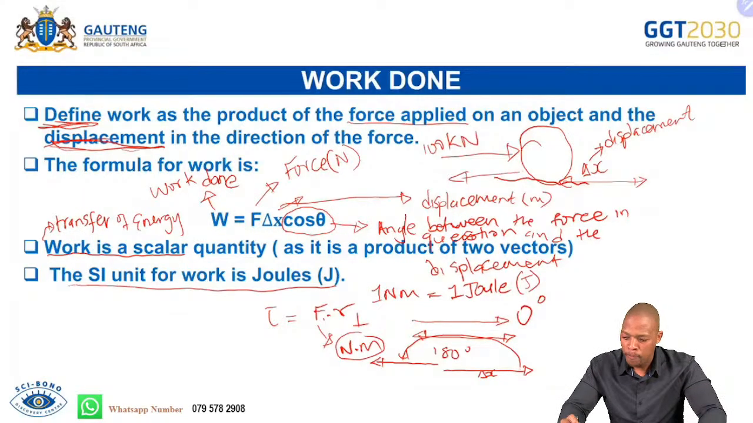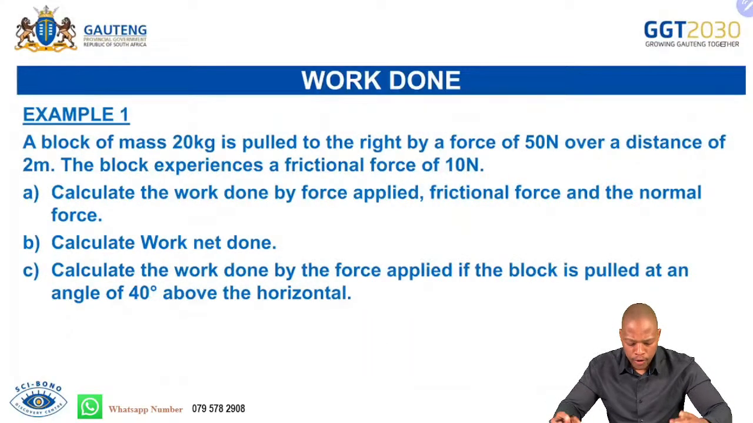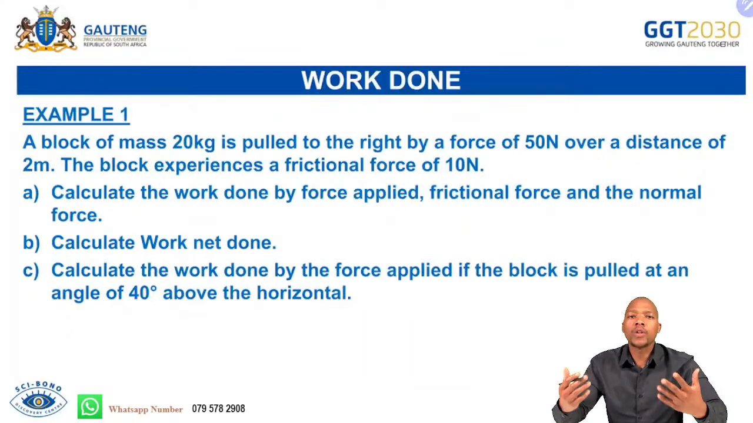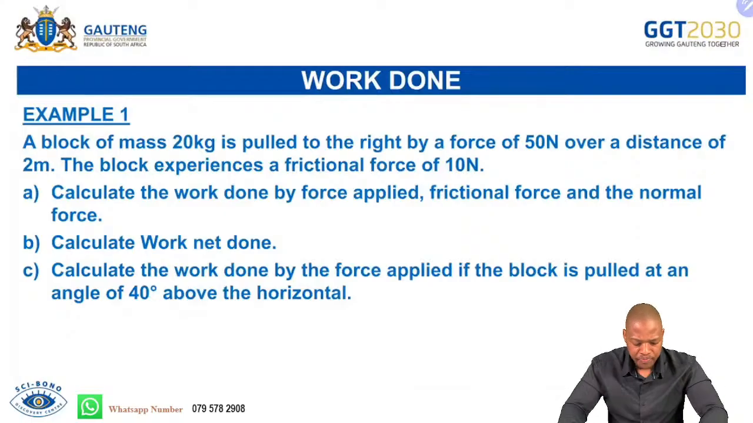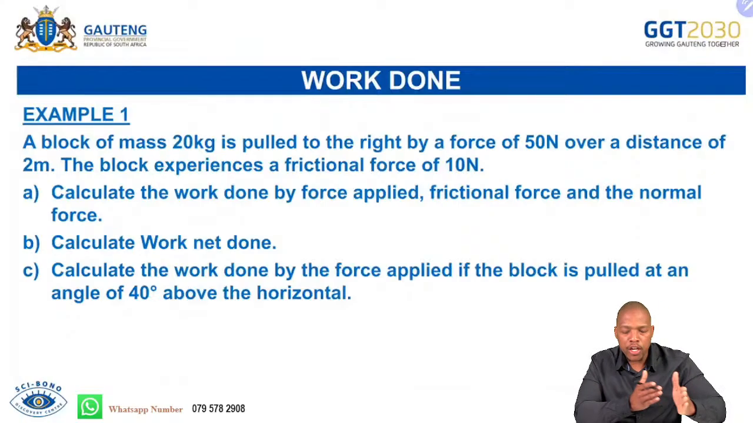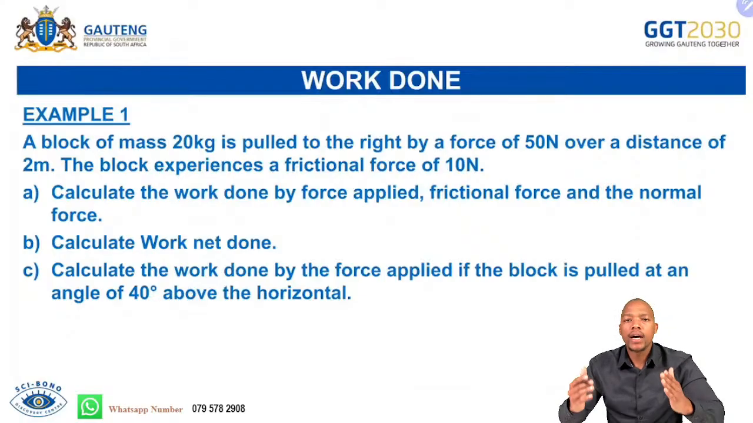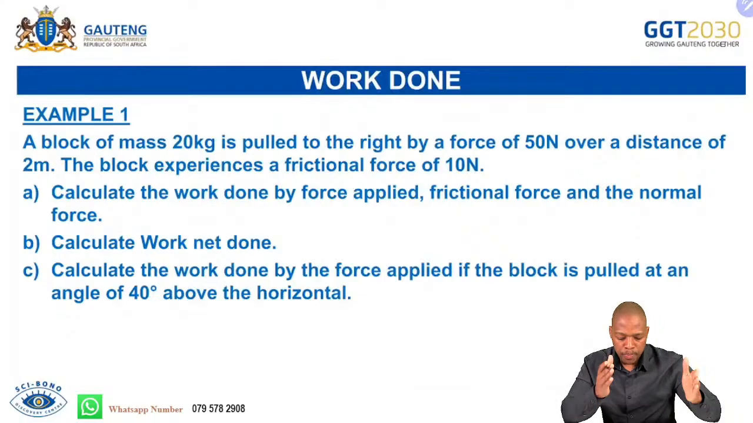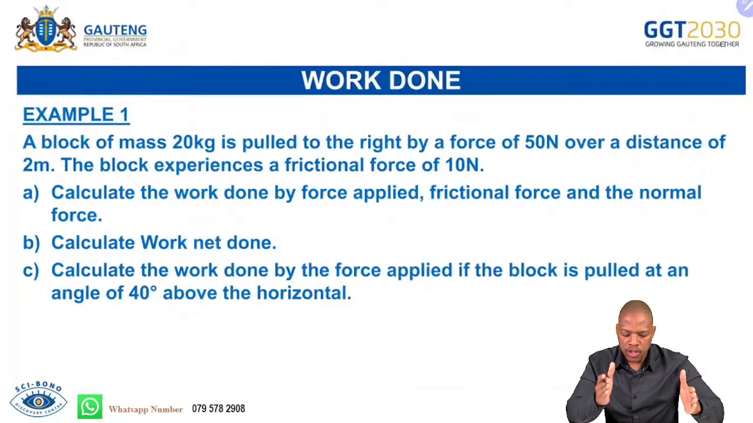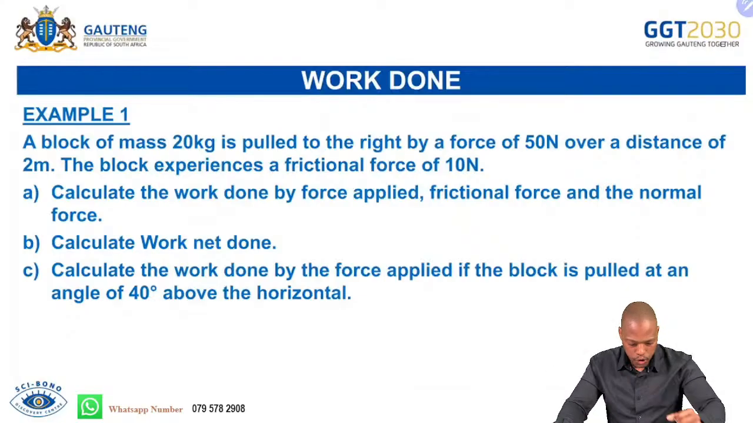Okay, right. So let's look at an example and see if we will be able to do calculations of work done. Example 1 says a block of mass 20 kilograms is pulled to the right by a force of 50 newtons over a distance of 2 meters. Right there, I can tell that there has been a force applied on an object and this object was displaced. Since this object has moved over a distance of 2 meters, it was displaced. That means work was done.